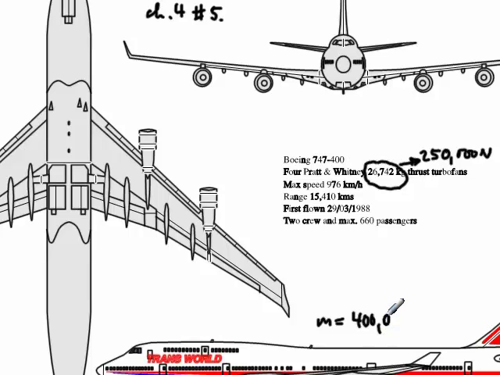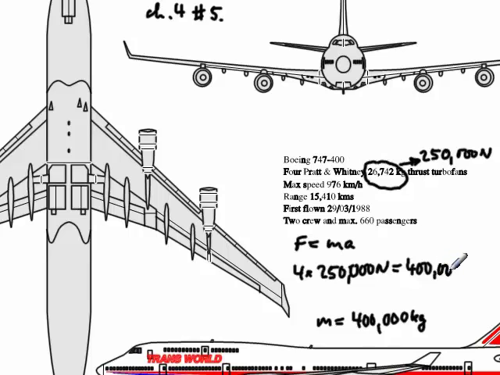$400,000. So for my calculation, I like to use those new numbers. For force equals mass times acceleration, we would have 4 engines times 250,000 newtons equals 400,000 kilograms times acceleration, and therefore we come up with an acceleration of 1 million newtons divided by 400,000.